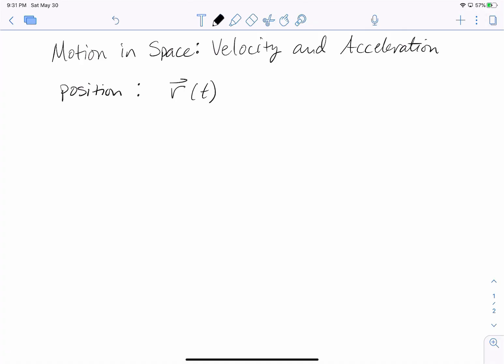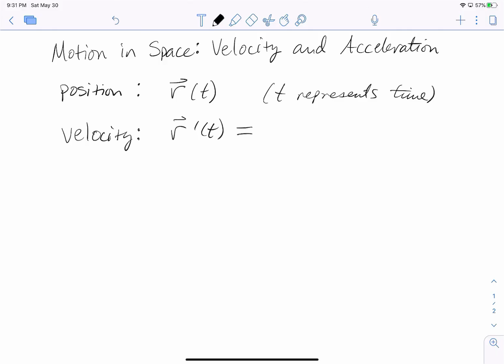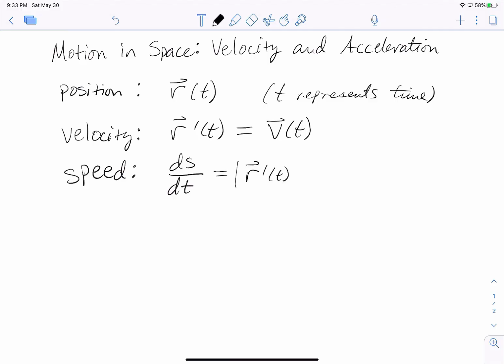If r of t is position where t represents time, then velocity is represented by its derivative r prime of t. In this context, we're going to use v of t to represent r prime. Velocity is a vector because it communicates both speed and direction, but speed itself is a scalar. We saw in a previous section that speed is represented ds dt, and that was given as the magnitude of r prime of t, which we can now say is the magnitude of v of t.